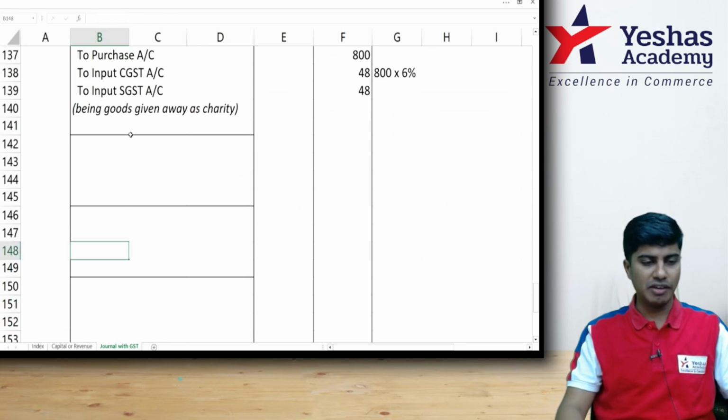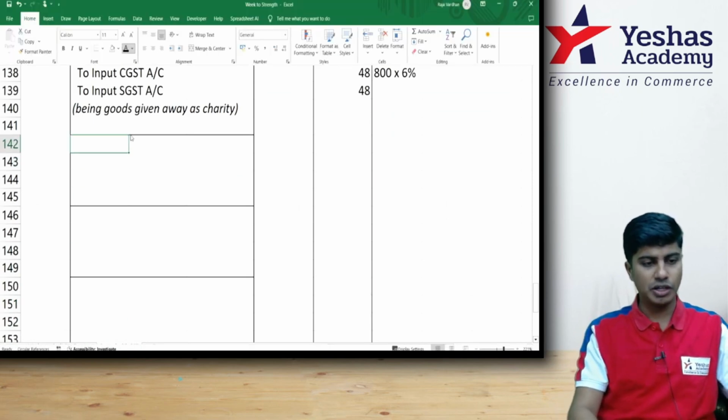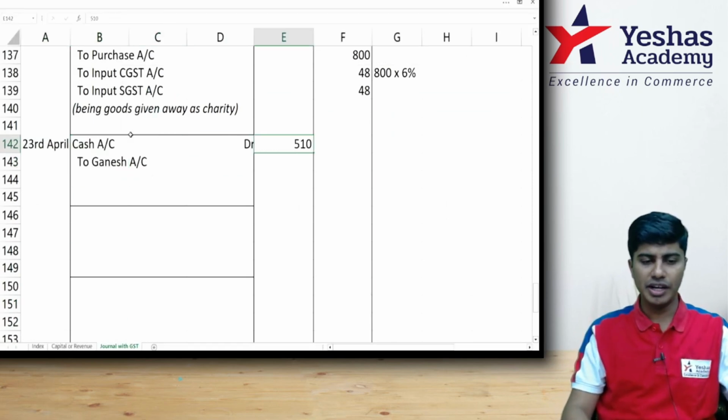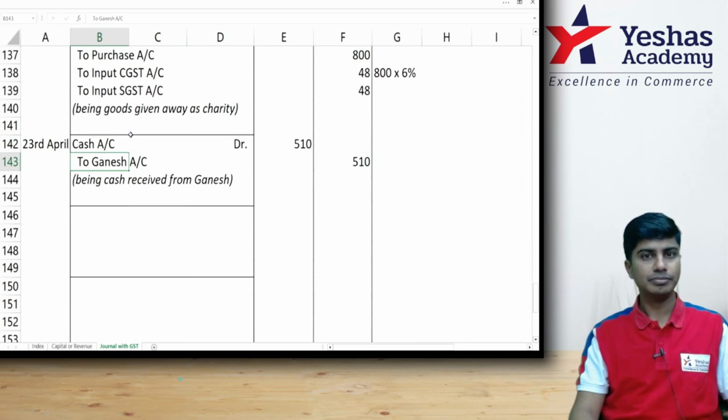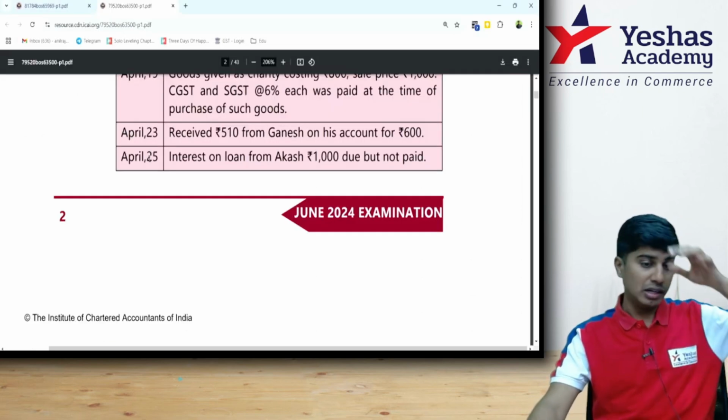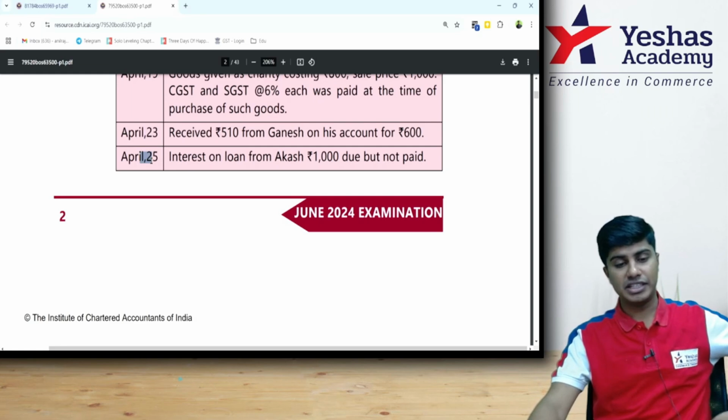So whatever money I have received from Ganesh, I would debit to the cash account and credit to the Ganesh account, to the extent of 510. Money is received from Ganesh on account, not on full settlement. After 23rd April, on 25th of April, we have a transaction.